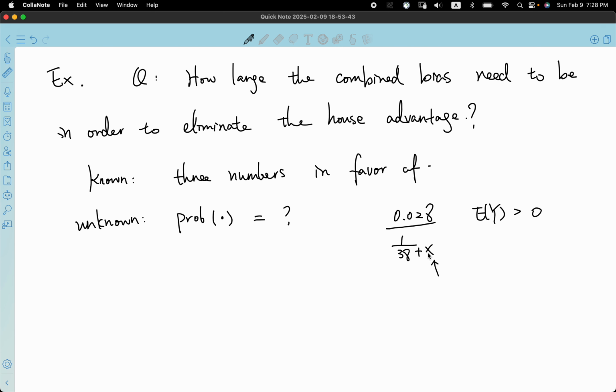This particular bias needs to be such that the expected profit equals 0, that is, at least break even. So we are not targeting any particular positive expected profit. We're just going to answer the question: what does this x need to be such that the expected profit is equal to 0? Okay, so this is example 1, and this is example 2.